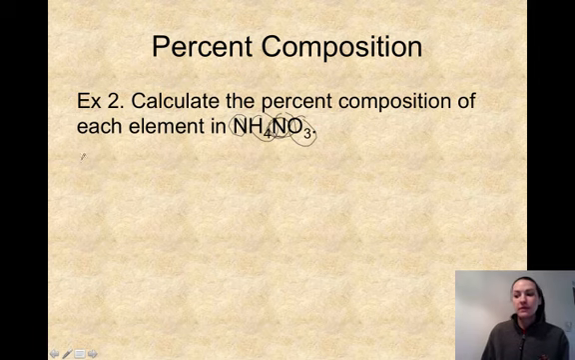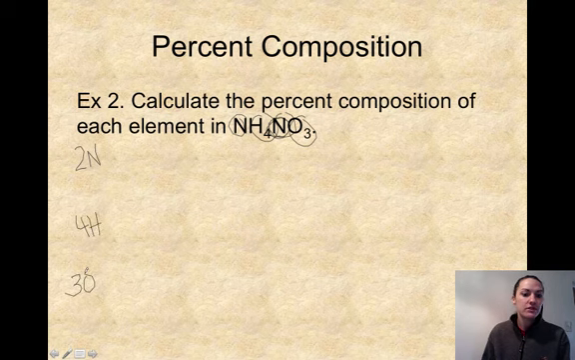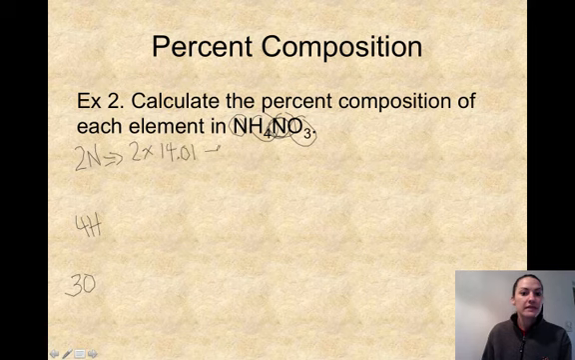Okay, so what I want you to do is start by adding up the moles of nitrogen. So there's 2 moles of nitrogen, there's 4 moles of hydrogen, and there are 3 moles of oxygen, okay? So what that means is we have to do 2 moles times the molar mass, which is going to be 14.01, okay? And that's going to be the mass of the nitrogen in this compound, all right? So that'll be 28.02 grams.